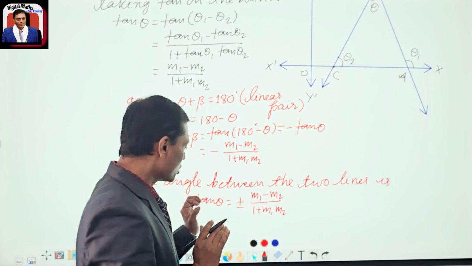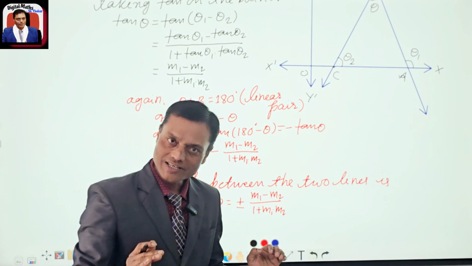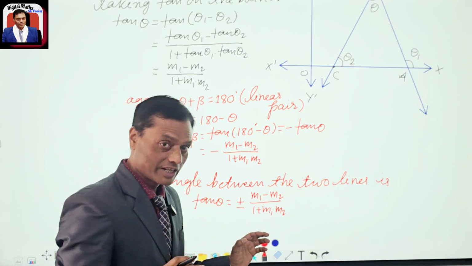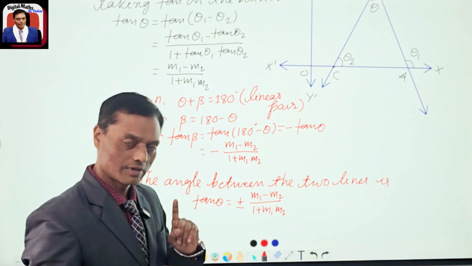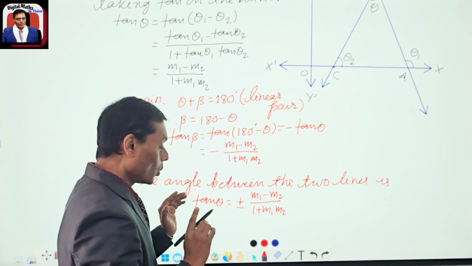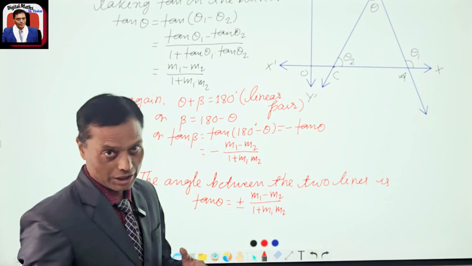Now, not to forget, what kind of angle is being asked? Acute angle or obtuse angle? If the acute angle is asked, then you have to use the positive value. If the obtuse angle is asked, then you have to use the negative value. And be sure whether you are going to find tan theta or theta.